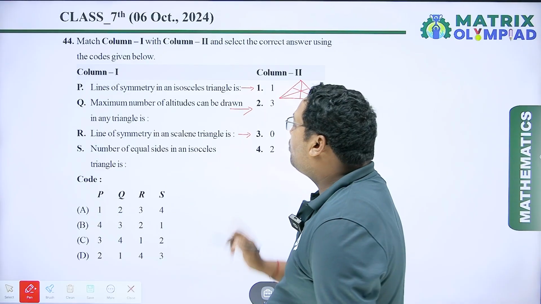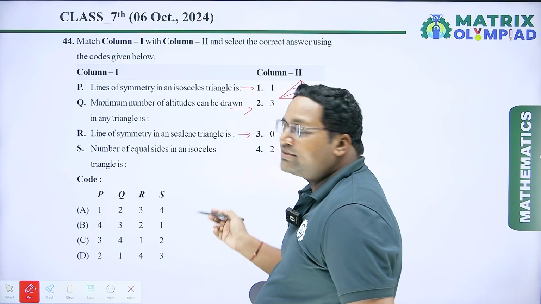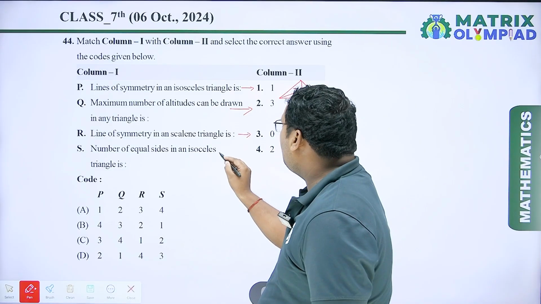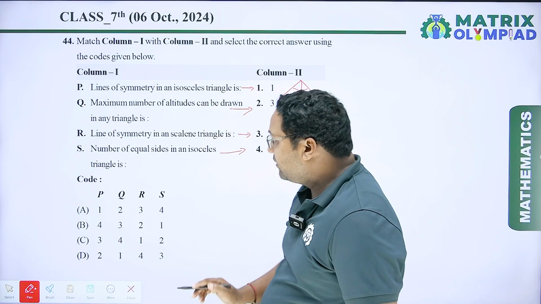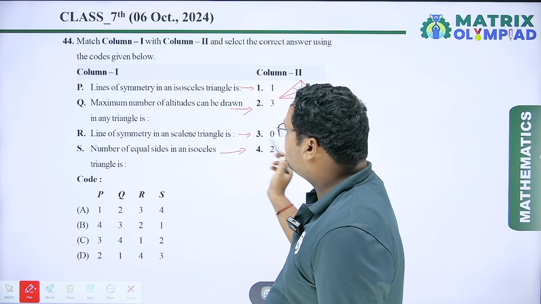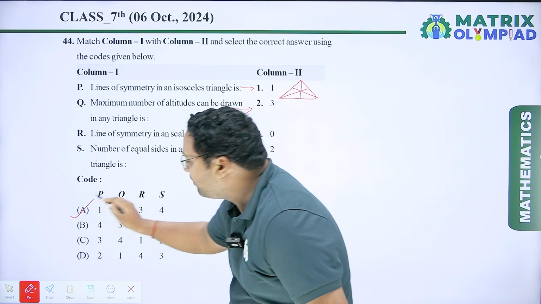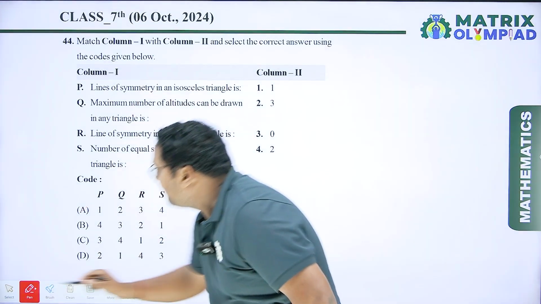Next is the number of equal sides in an isosceles triangle. The number of equal sides in an isosceles triangle is 2. So it is answer 2. So the correct option is P1, Q2, R3 and S4, which is option number A. So the correct option is A.